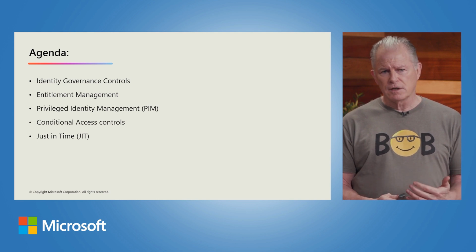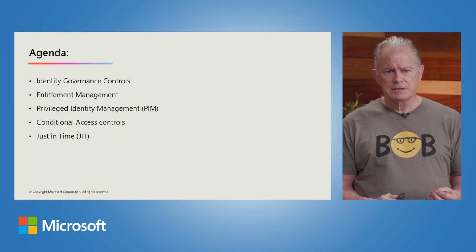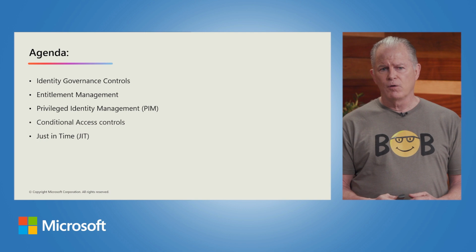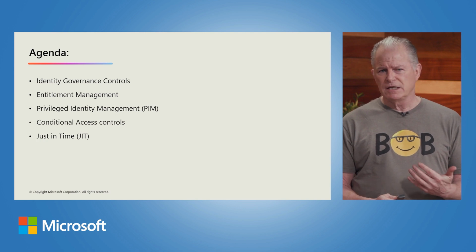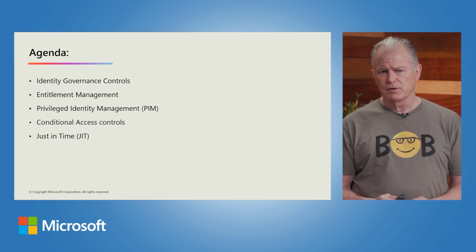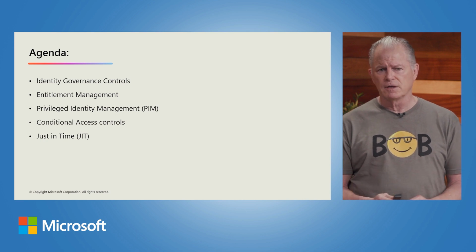So we'll take a look at what those governance controls are, and specifically look at entitlement management. We'll look at privileged identity management, or PIM. We'll look at conditional access and that just-in-time component. Now, you might also hear the term JEA, or just enough access. That's also going to be done partly through some of the other pillars, so it will be covered in those specifically.